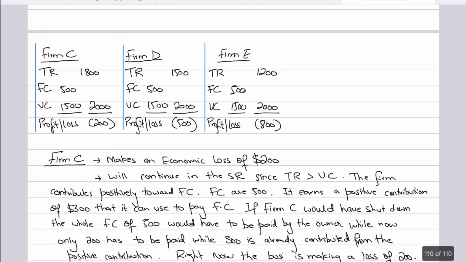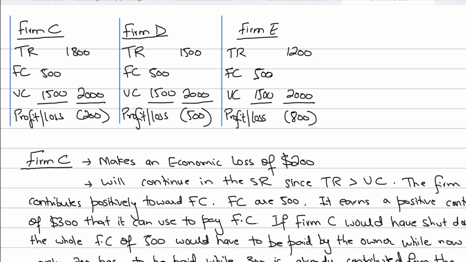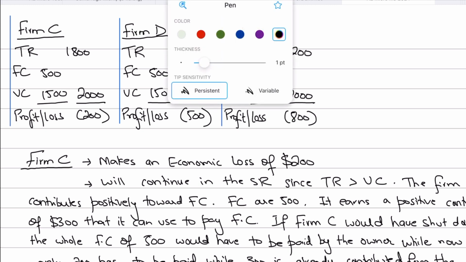Here it's the same table that I had previously drawn. We have three firms, firm C, D, and E. I've only taken C, D, and E because now we're talking about economic losses. So let's talk about the first case, firm C. We know that firm C is making an economic loss of $200, right? But the firm will continue in the short run.